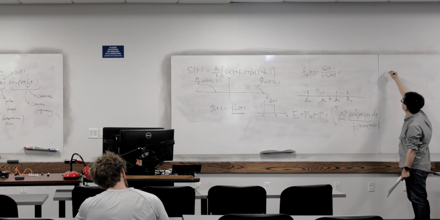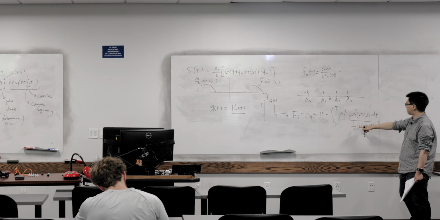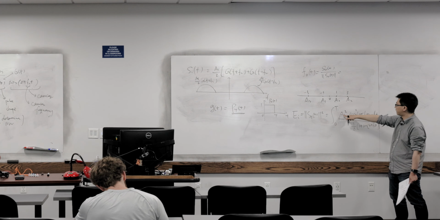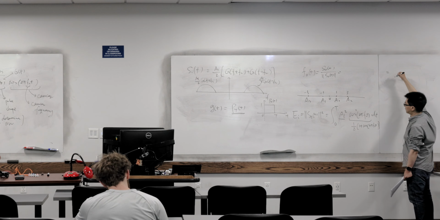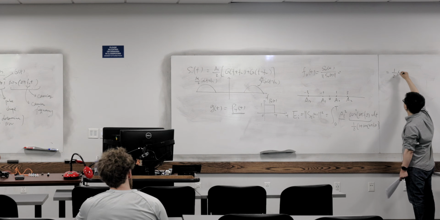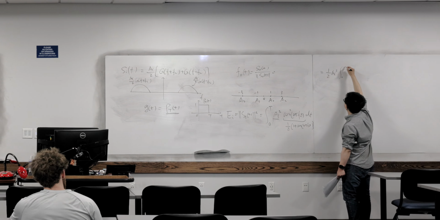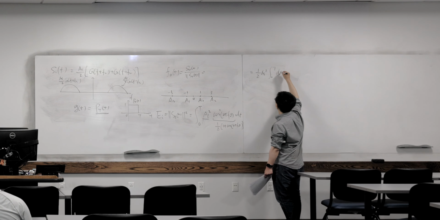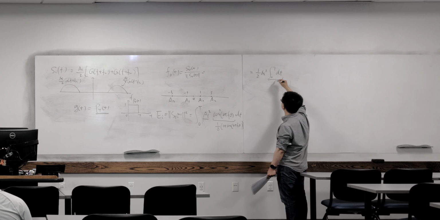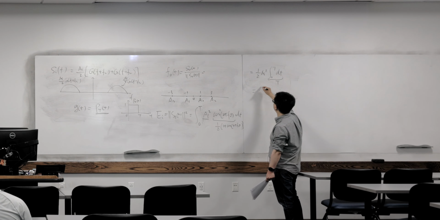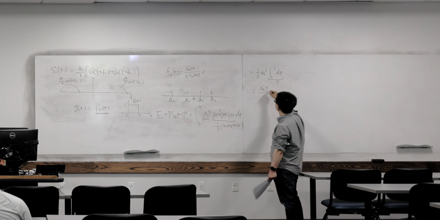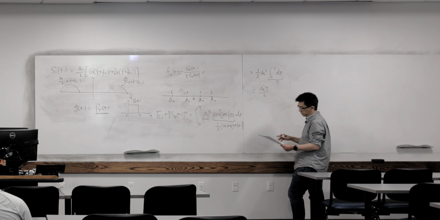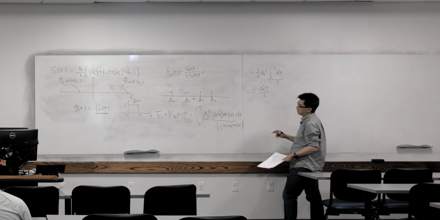Then we only have the first part left, right? We have a half a_i squared, and then we integrate that over t. So this would be equal to a_i squared t over 2, right? So that would be our value here.